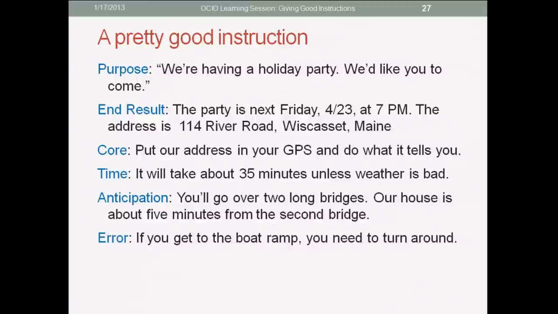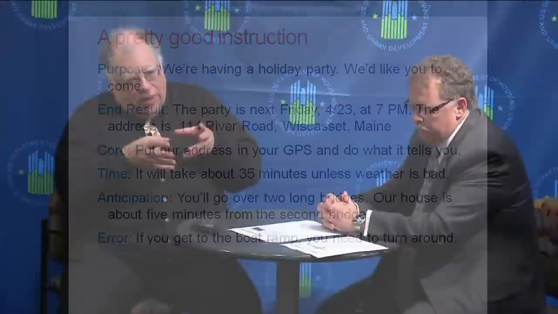It helped him a little bit in terms of where he was going. And then there's the core: put your address in the GPS. This is a simpler core than it used to be. It'll take you about 35 minutes. And then anticipation, and that's the part you're talking about, Matt, is that he suggests that you give them some of the route marks along the way to help them as they go.